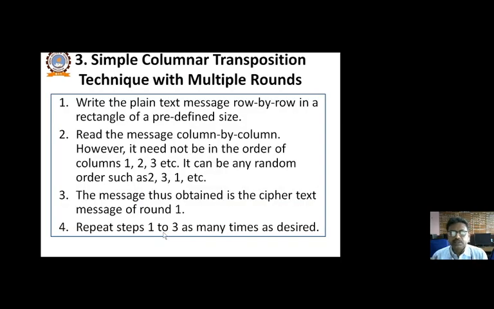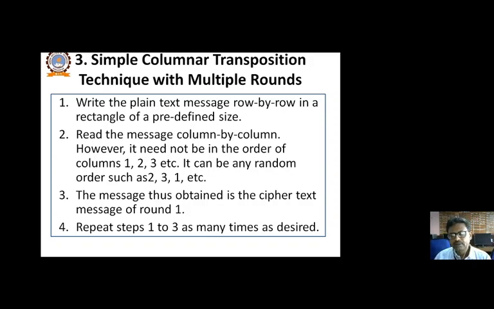Now the third method is the simple columnar technique with multiple rounds. In this, whatever the previous method adopted, it is the same method. Multiple rounds means it depends on how many rounds we want to go. In the previous case, we have taken only one round. Now in this case, we can take 2 rounds, 3 rounds, 4 rounds, or 5 rounds, depending upon the requirement. So the algorithm is the same.